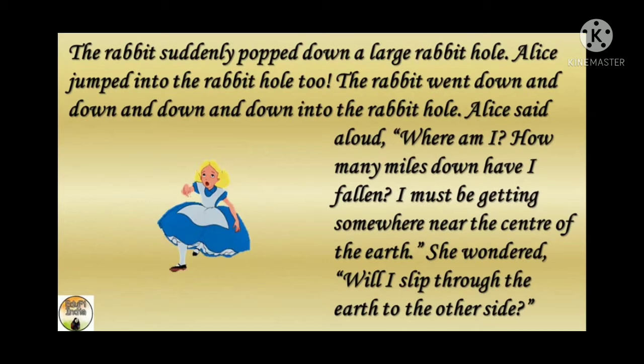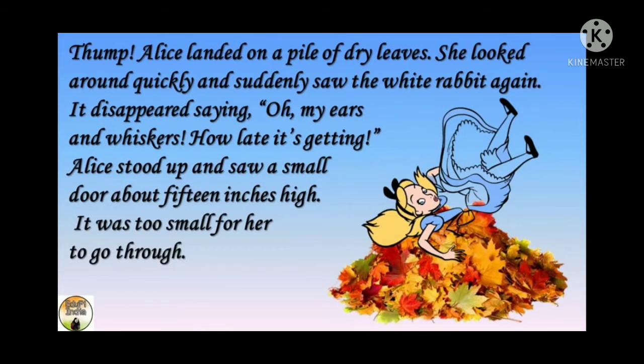Here Alice said loudly. She felt that she had fallen near to the center of the earth, or that she would slip through the earth to the other side. Here the meaning of through is from one side to the other side. Slip means slide, and fallen is the third form of fall. Thump. Alice landed on a pile of dry leaves. Here pile means a heap or collection of dry leaves.